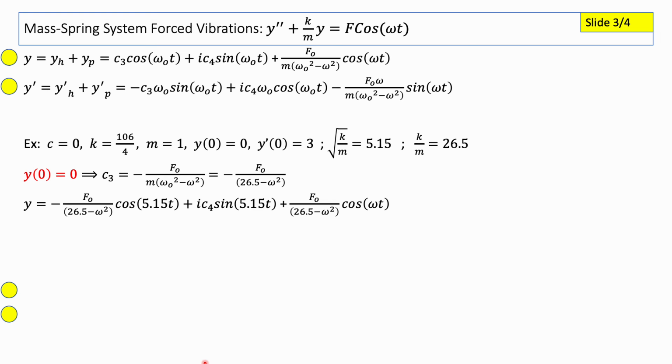Next, so now we can rewrite y, because we already know C3. So y is now C3 times cosine omega naught t, omega naught is 5.15, plus i C4 sine omega naught t, we don't know C4 yet, plus F0 by m is 1, over omega naught squared minus omega squared, cosine omega t.